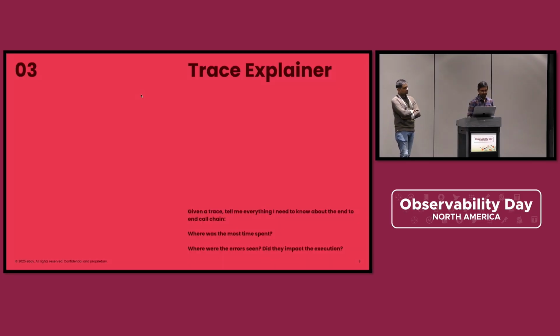So that said, we basically started building explainers, and the first one that we built was a trace explainer. Given a trace, tell me everything I need to know about the end-to-end call chain. Where was the most time spent? If there were errors, where were they? And then how did it impact the execution?